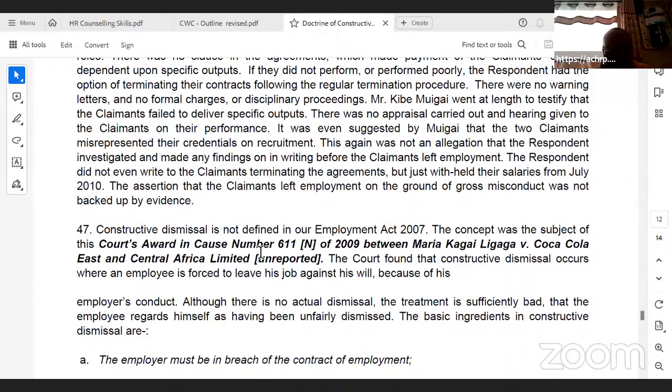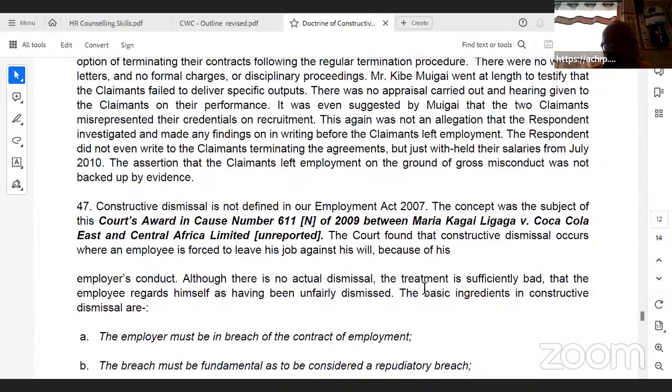the court says constructive dismissal is not defined in our Employment Act of 2007. The concept was the subject of this court's award in cause number 611 of 2009 between Maria Kagai Ligaga versus Coca-Cola East Central Africa Limited. The court found that constructive dismissal occurs where an employee is forced to leave his job against his will because of his employer's conduct.